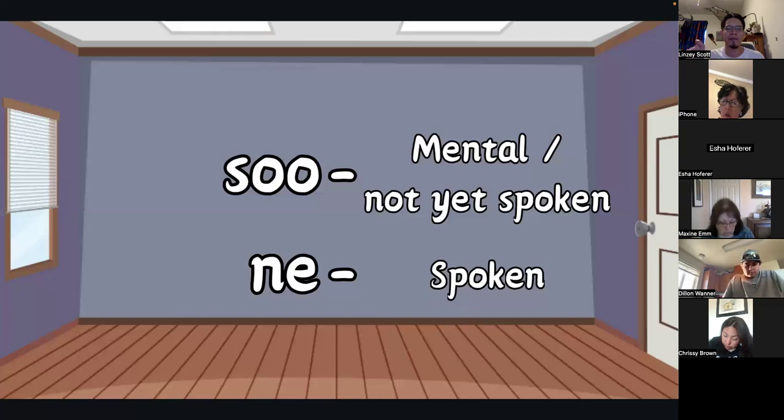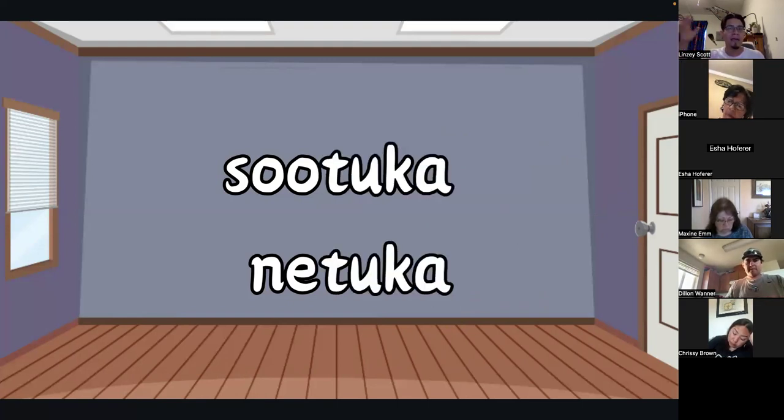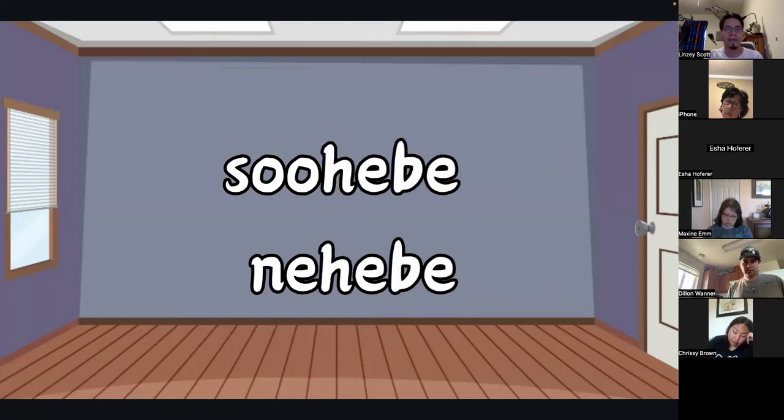There are two different prefixes that indicate desire, to indicate that you want to do something. One is su, is all mental, not yet spoken. The other is ni, it is spoken, something that has been spoken. So sudukka and nidukka both mean the same thing, but sudukka refers to want in your mind, nidukka, want that has been spoken. Suhibi versus nihibi both mean want to drink, but suhibi is referring to what's in your mind, your thoughts, versus nihibi, it's been spoken.